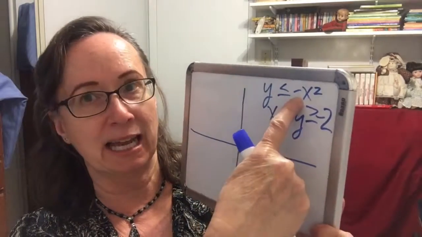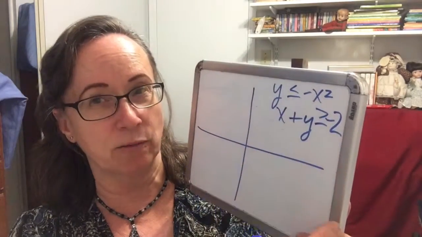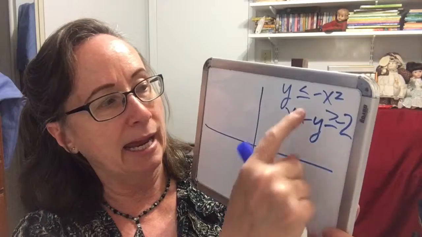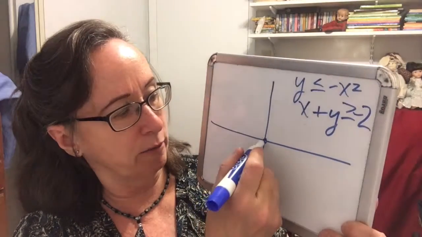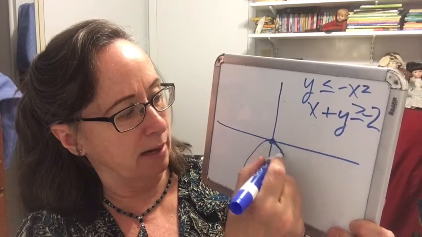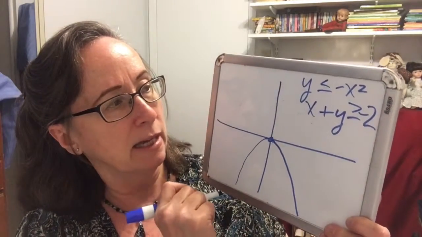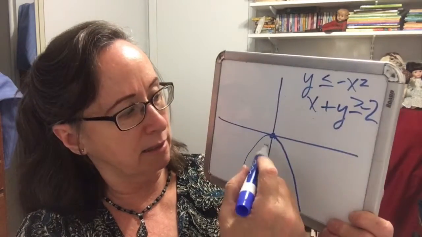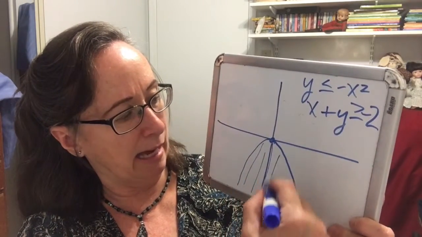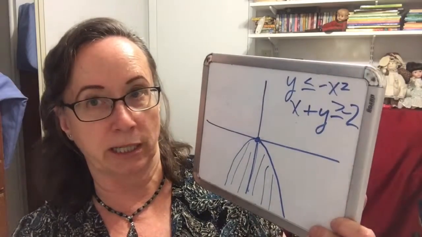So here we've got a negative x squared, which is a downward facing parabola, and it should be right here going through 0, 0 and going down like this. Okay, and then we're shading y is less than, so that's going to be down here inside the parabola portion here.